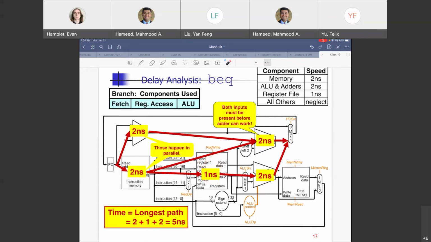Next, what is going to happen? We need to subtract them. If you need to subtract them, you need to use the ALU. That is going to add another 2 nanoseconds there. But this 2 nanoseconds over here, what are you computing? We are computing PC plus 4 plus branch address. Both the inputs must be present at the adder so that it can work, right? You need to have an input from this guy here. Once you get the 0 result here, that is going to dictate what we pick.